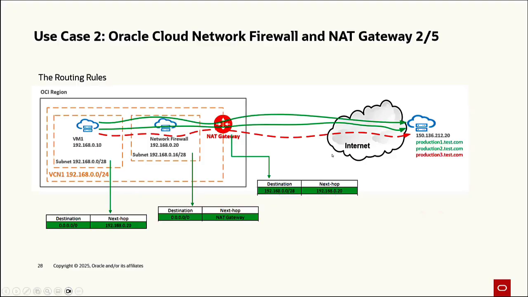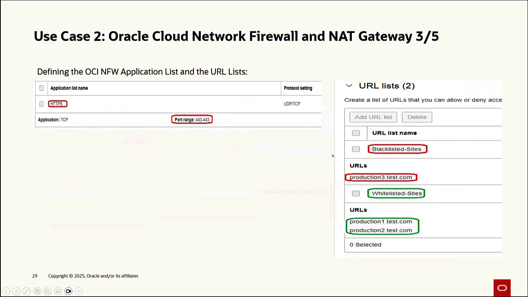security model that we want to have in place. Let's see. Here, we need to have our application lists defined. We want to have HTTPS, port range 443, and the URL lists. The URL list will contain what I call blacklisted sites and whitelisted sites. Blacklisted sites will be production3.test.com, and the whitelisted will be the other two, production1 and production2.